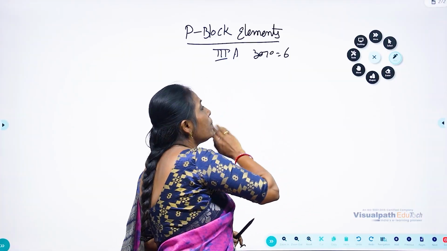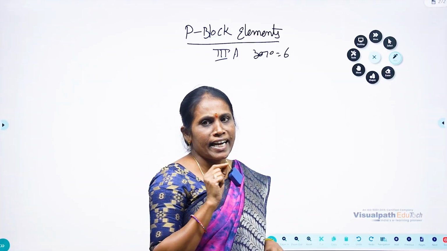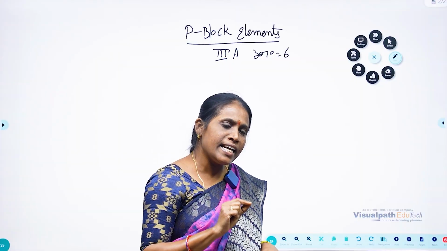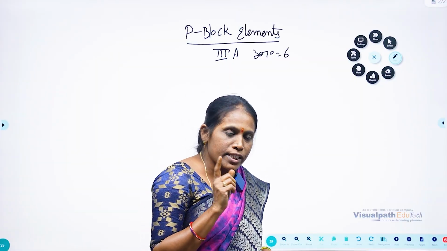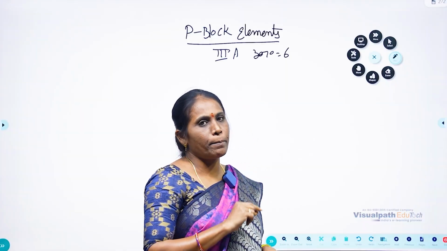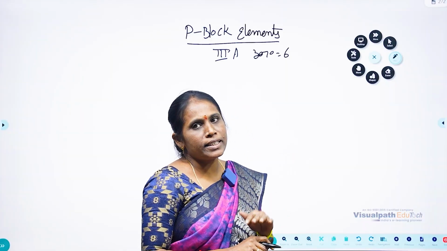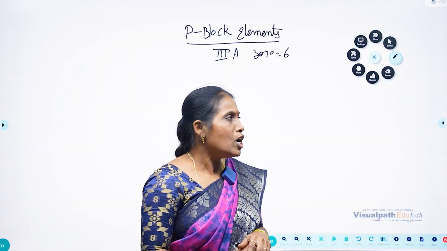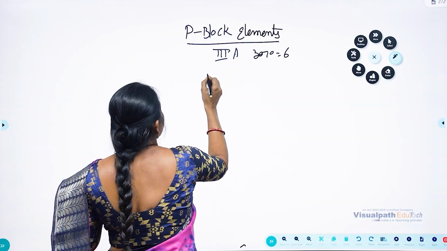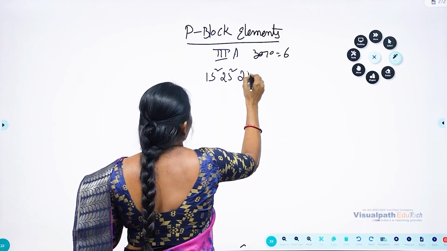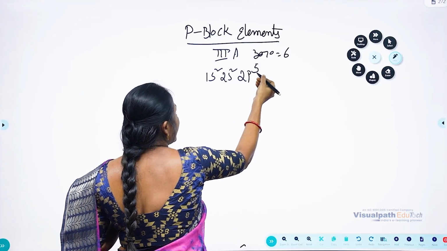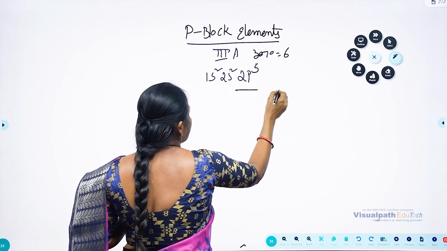In the p block, we have the differentiating electron. What is meant by the differentiating electron? The last electron is known as the differentiating electron. If the differentiating electron enters the p subshell, those elements are known as p block elements. For example, here the electron configuration is 1s2, 2s2, 2p5. The last electron enters the 2p5.